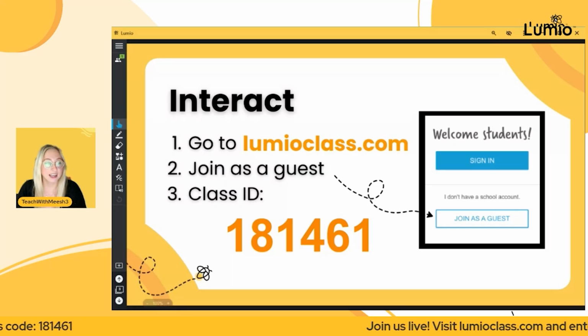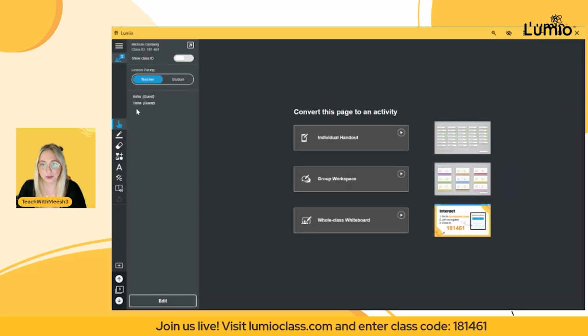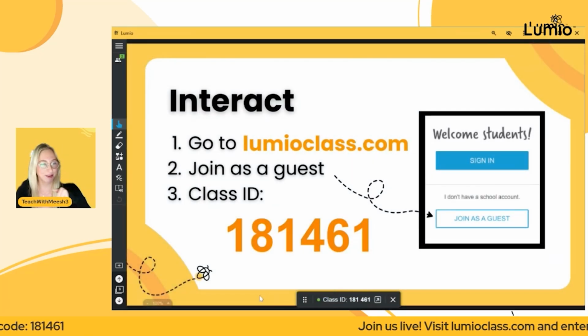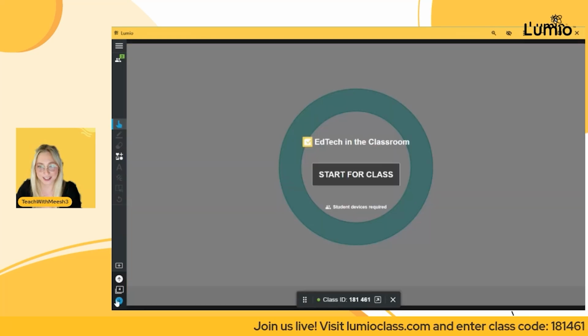If you are not joined in yet and you intend to, you can still do that. What I'm going to do is go to my people management tool, and Tisha's joined us, and I'm going to click on show class ID. Now that is going to live right at the bottom of my Lumio screen, but it's also right at the bottom here of our call. So let's go ahead and get started.